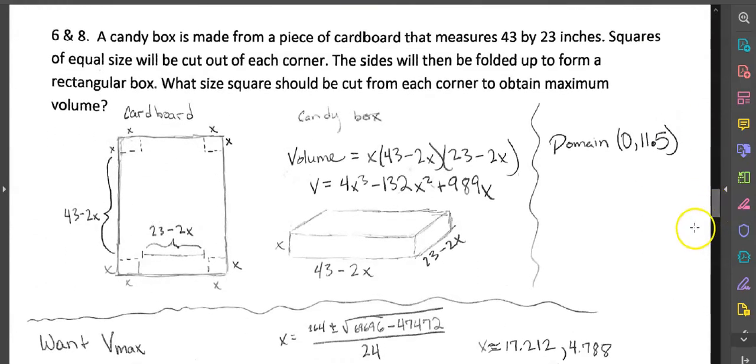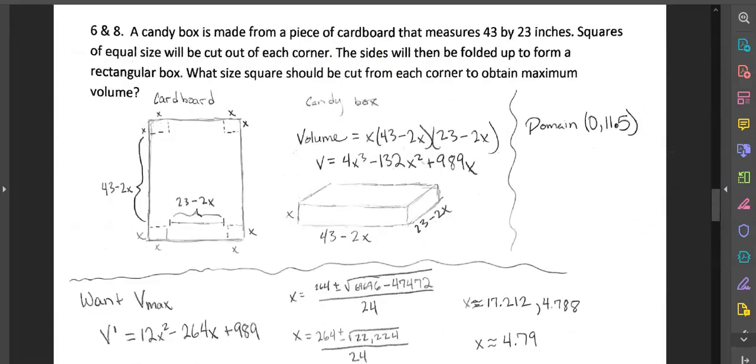Numbers 6 and 8 in your Math Excel assignments are identical to each other. They just give you different numbers for both problems. So it says a candy box is made from a piece of cardboard that measures 43 by 23 inches. You cut squares of equal side out of each corner. So basically these are your squares that you're cutting out. They're equal sides, so both of them could be X. And then the sides will be folded up to form a rectangular box.